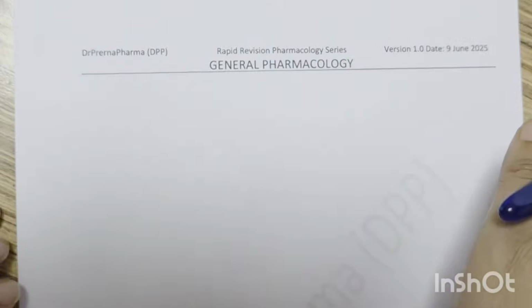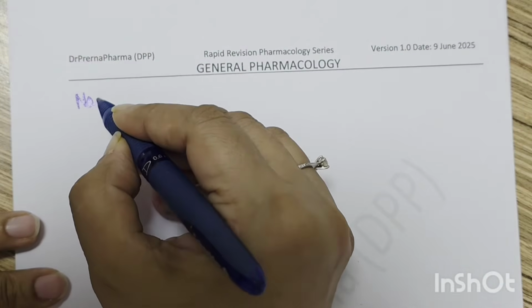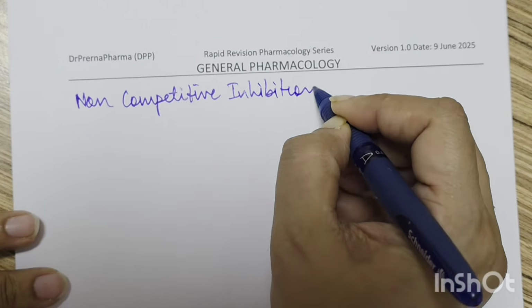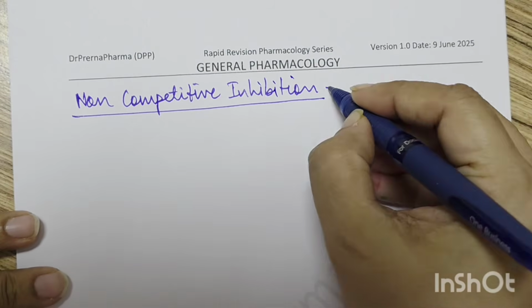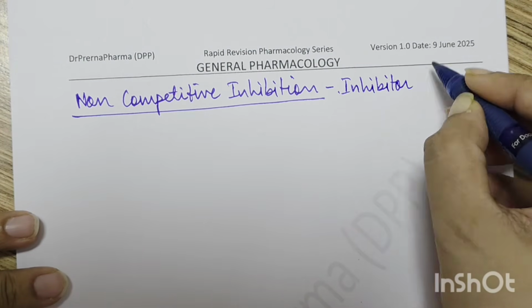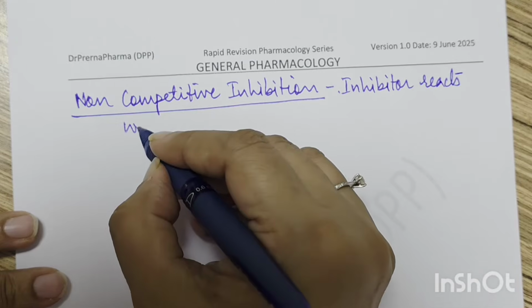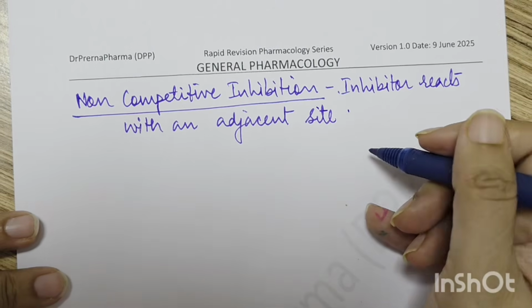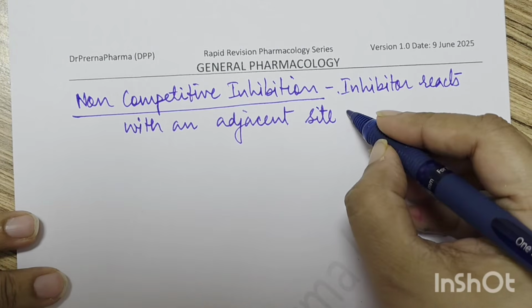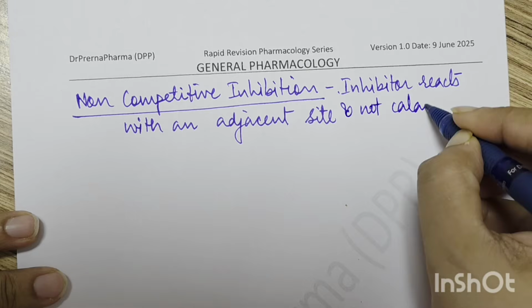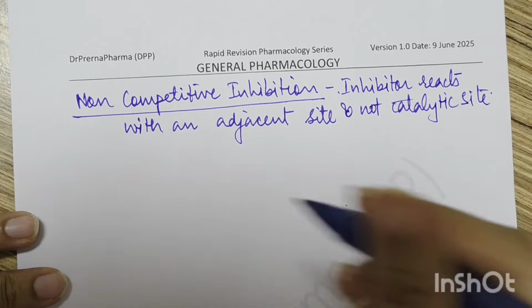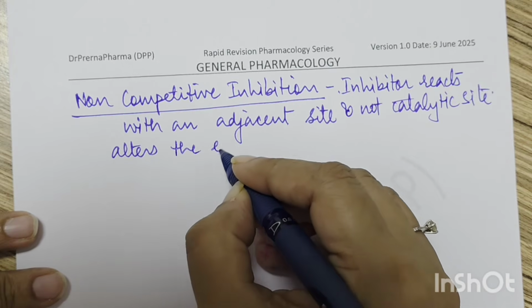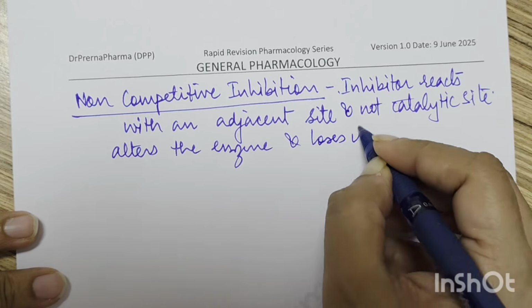Now the third type of inhibition we have to see, that is non-competitive inhibition. Now, what is non-competitive inhibition? Non-competitive inhibition means that the inhibitor or the antagonist reacts with an adjacent site. It does not react with the normal site of the catalytic site, but it reacts with an adjacent site and not the catalytic site, right? So basically by attaching to that adjacent site, it alters the enzyme and it loses its action.